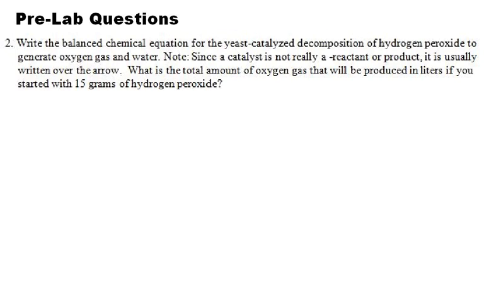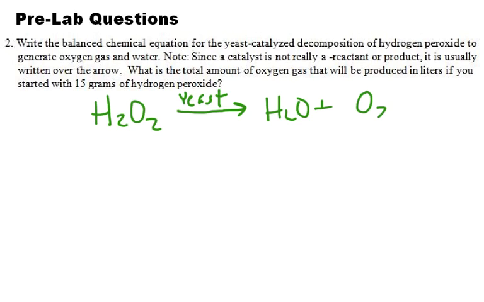Next one says, write the balanced chemical equation for the yeast catalyzed decomposition of hydrogen peroxide, okay, to generate the oxygen gas. Now in this case, peroxide is H2O2, and what happens is the yeast is not a reactant or a product, so we actually write it over the arrow like this. So it doesn't get written in with the rest of the equation. And we are making water and oxygen gas. And we go back and say, okay, I've got 3 O's on one side, I got 2 O's on the other side.